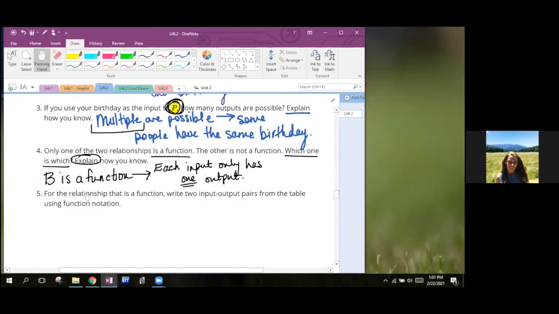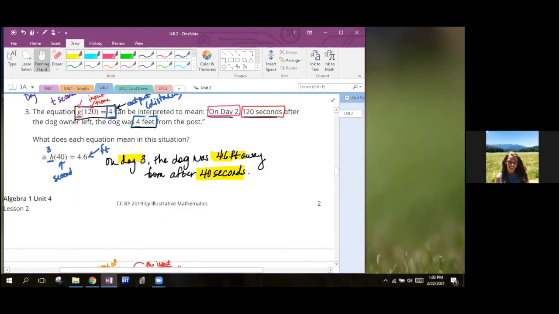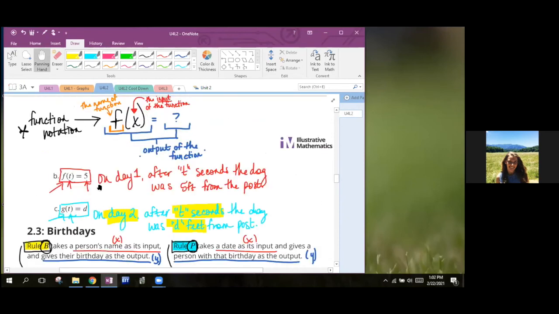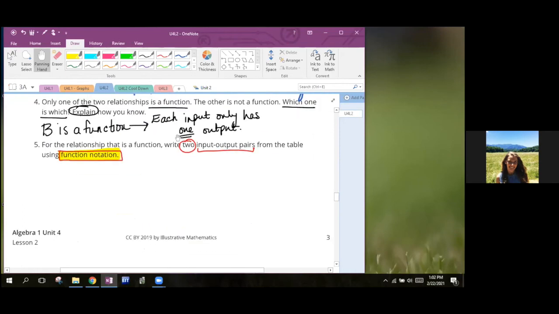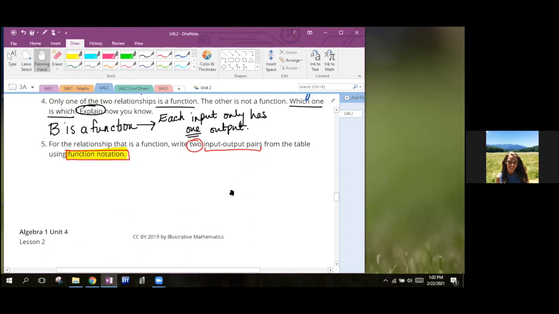All right, and then it says for the relationship that is a function, okay, so we already decided that was B. Write 2 input-output pairs from the table using function notation. Okay, so that means you have to write it like we just talked about up here. You have to name it. It already gives you a name. You have to tell me what the input is we're talking about and then set it equal to an output. Would y'all like for me to do one with you first? Or do you think you got it?